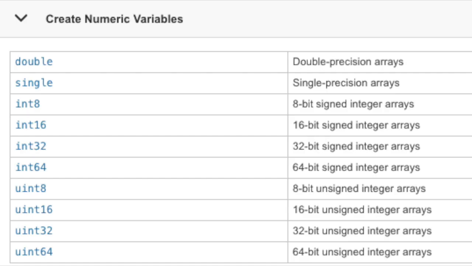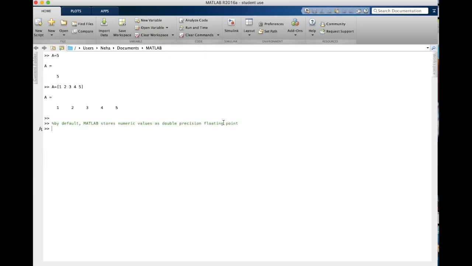So double, the first element in the table, is by default how MATLAB will store numeric values. And these are stored as double precision floating point values. Double precision is also sometimes just called double, which is the first numeric data type in the table. This is just a format that gives more accurate precision for numerical calculations compared to single precision.